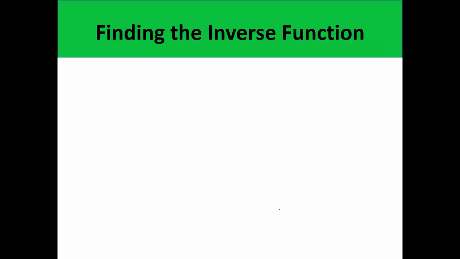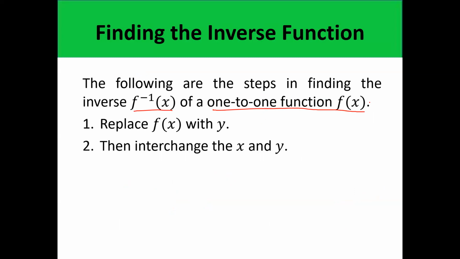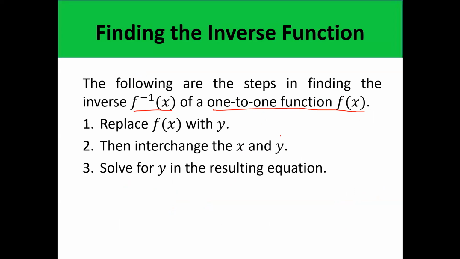So to find the inverse function, the following are the steps that we should follow. So these are the steps in finding the inverse, f inverse of x, of a one-to-one function f of x. So first, we replace f of x by y, and then we interchange the x and the y. And then we solve for y in the resulting equation from step number 2. And then number 4 will be replace y with f inverse of x.